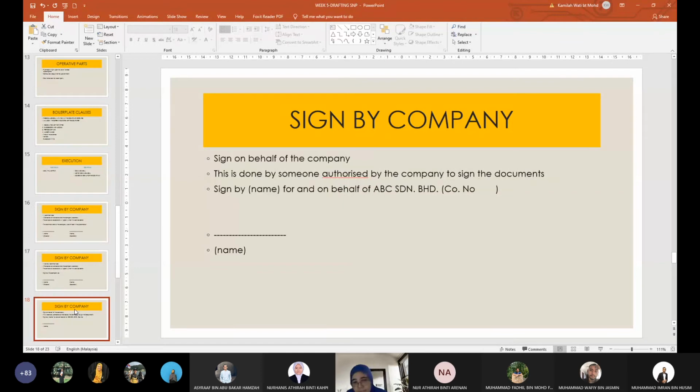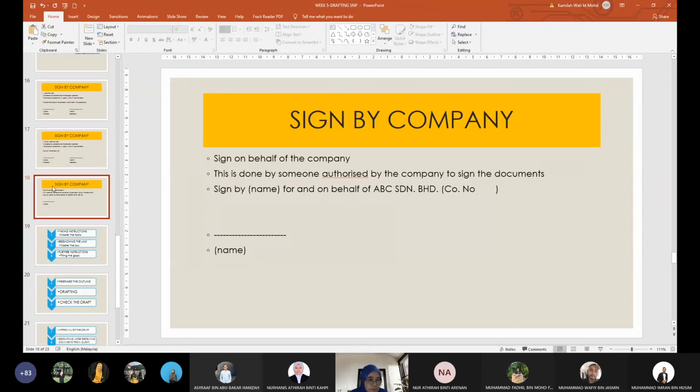Okay. Sign on behalf of the company pun ada. Contohnya, done by someone authorized by the company to sign the document. Company tu memang diauthorize seorang pegawai dia untuk tanda tangan apa-apa documents berkenaan dengan sesuatu transaction. So ini pun dia kena pass resolution lah berhubung dengan ni. So the way kita letak ni adalah signed by, contohnya signed by Chong Wai Long for and on behalf of ABC Sdn Bhd. So ni Chong Wai Long lah yang akan sign dekat sini. So this is the execution page. Nanti you akan tengok lah macam berbagai cara dan especially untuk company punya signature.